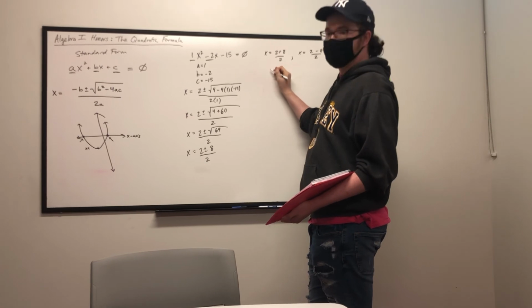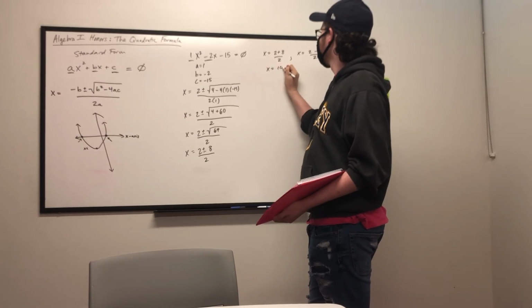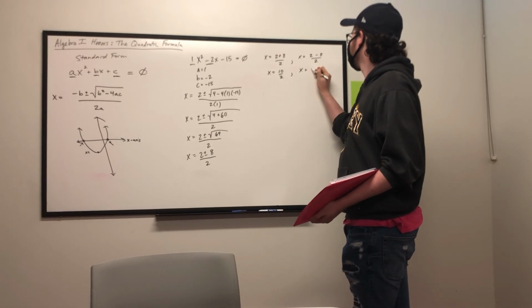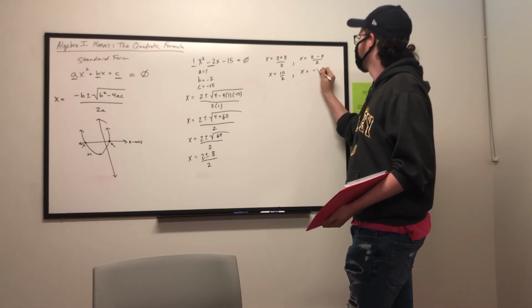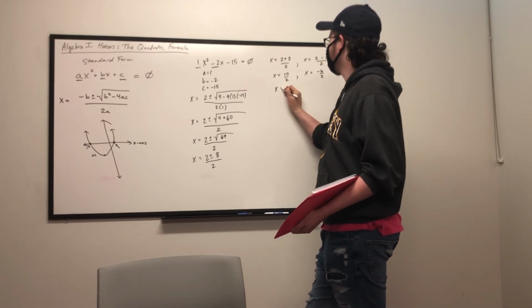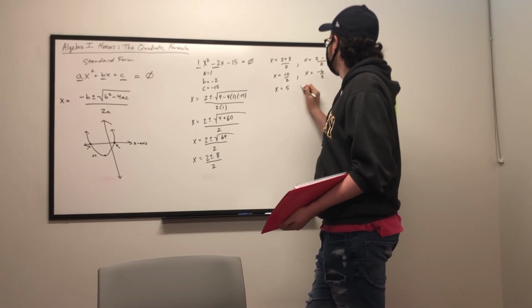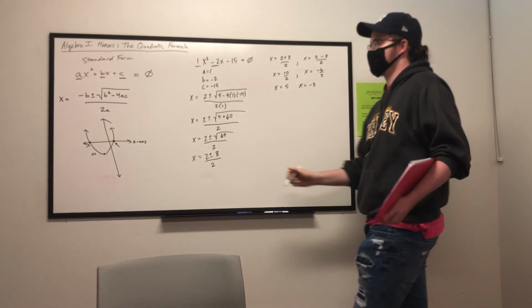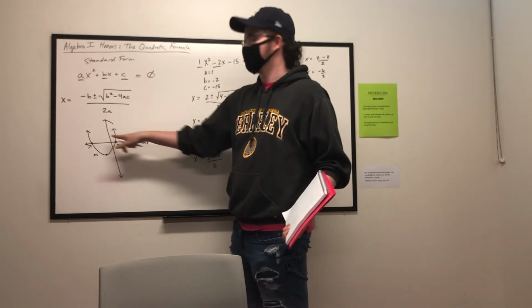So 2 plus 8 is equal to 10. And 2 minus 8 is equal to negative 6. So now that we simplify these, we know that x equals 5 and x equals negative 3. So those are our solutions. That's where it touches this x-axis.